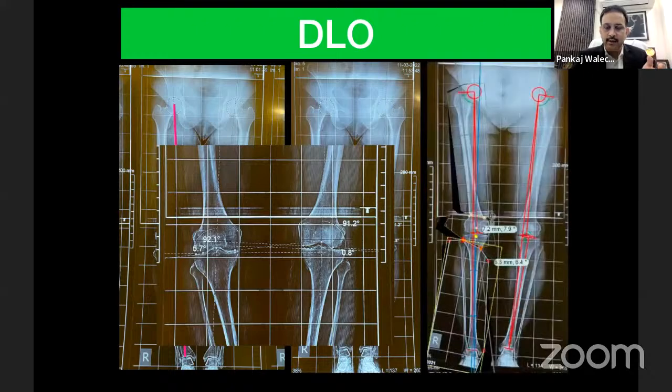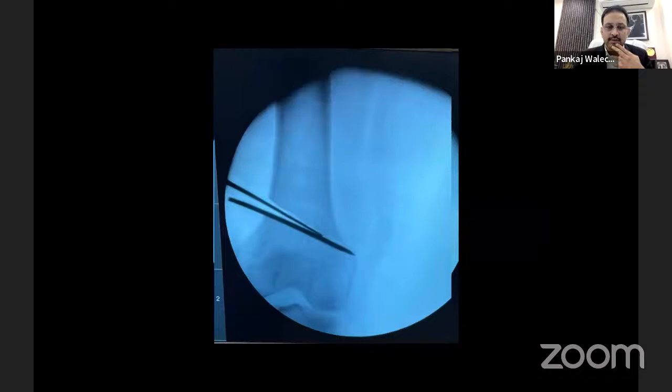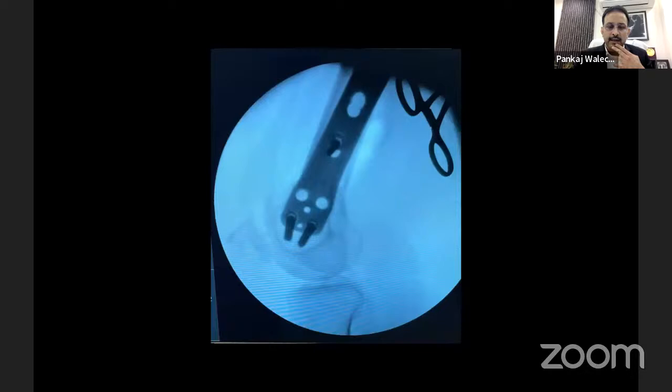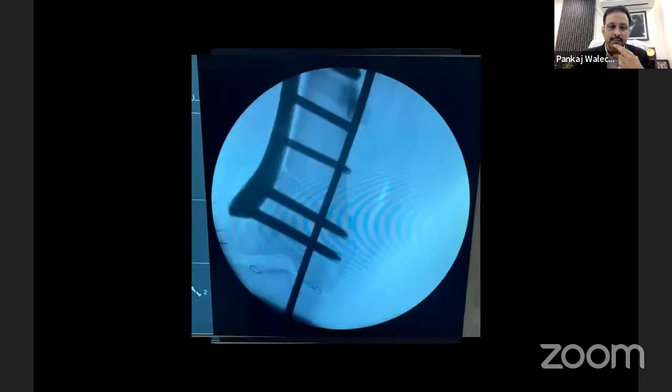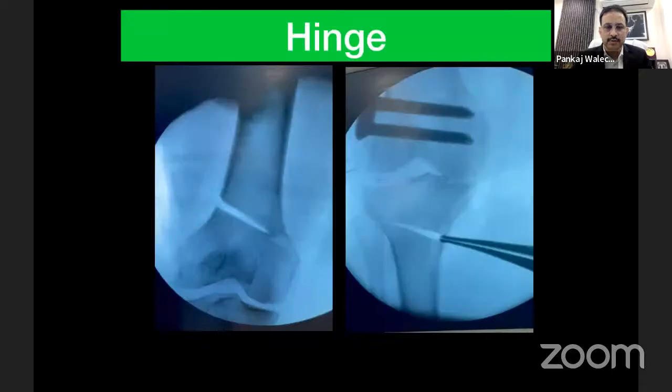So we did the planning for a double level osteotomy on TraumaCAD, and I'm just showing some images. These are the wires put for the distal femoral osteotomy, which is a lateral closing wedge. Even after fixing and correcting on the femoral side, you can see the alignment rod is running on the medial side. Then you do the correction on the tibia, and that reduces the magnitude of correction which you have to do on both the bones.